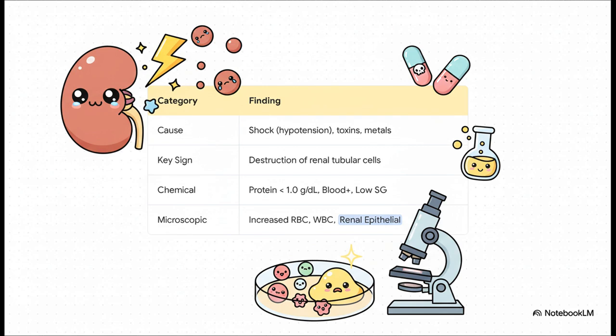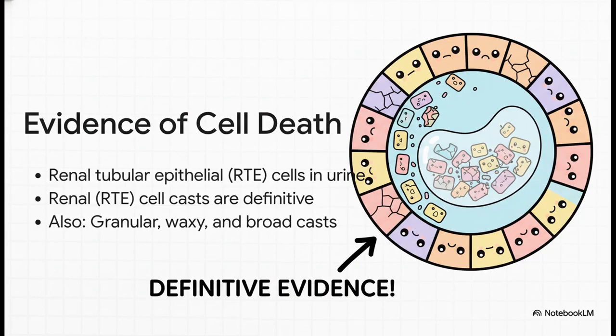The cells literally die and peel off into the urine. And this slide shows you the direct evidence of that destruction. Finding individual renal tubular epithelial cells, or RTEs, in the urine is like finding bricks that have fallen off a crumbling wall. It's a bad sign.